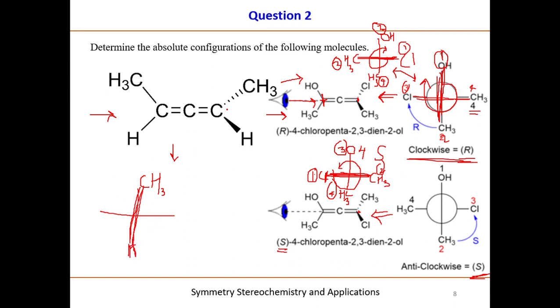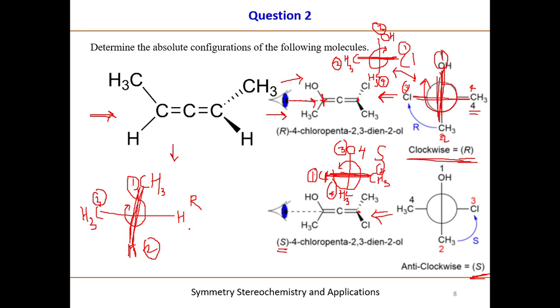Then this CH3 is below the plane, and we are looking from this side. That means it is on the left side, and hydrogen is present on the right side. Now first priority will be given on the horizontal vertical line. So this is the first priority group, this is the second priority, and this one is third. So it will move in which direction? Anyone? Clockwise direction. That means the absolute configuration for this molecule is R.